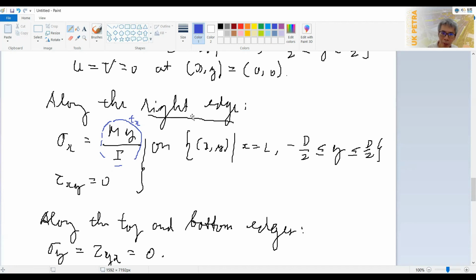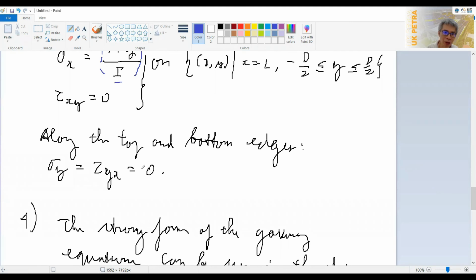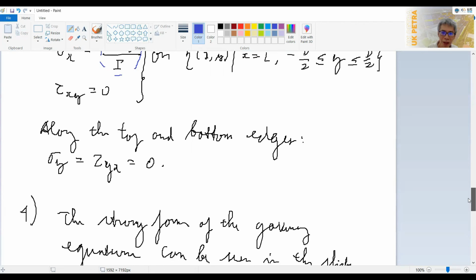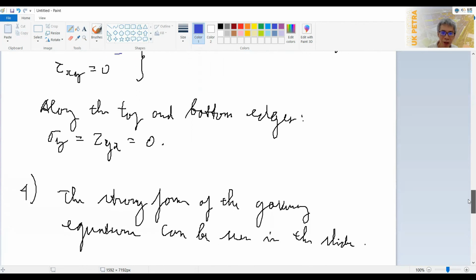How about along the bottom and top edges? That's trivial because sigma y and tau yx are all 0 along the top and bottom edges. So this is the answer to number 3. Well, number 4 is also trivial because the strong form, of course, is just like what I have discussed previously. So we can see it directly in the previous slide.